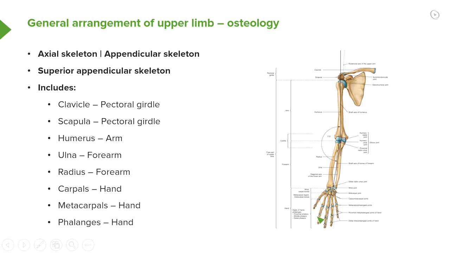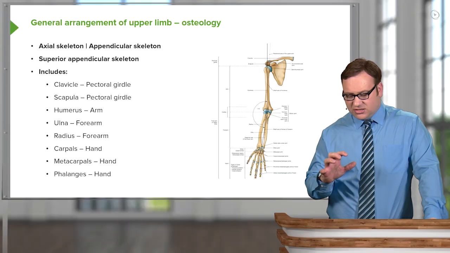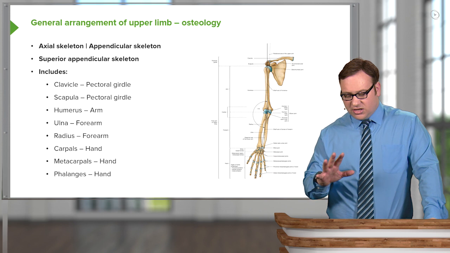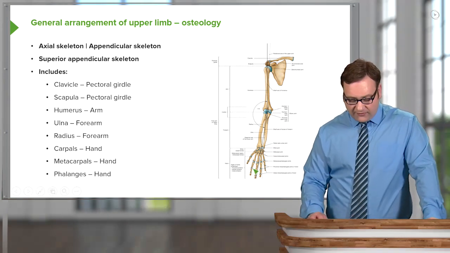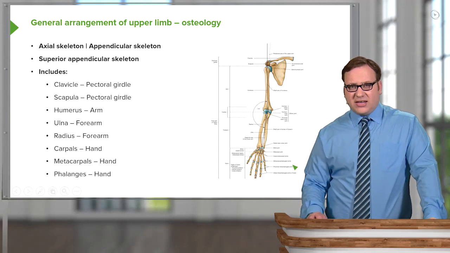We can see in fingers 2, 3, 4, and 5, we have 3 phalanges. And in digit 1, the thumb, we have 2. And this allows us to manipulate objects so we can move our fingers into various different positions due to this high number of phalanges within the fingers.